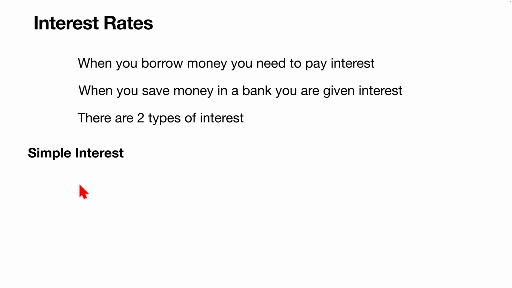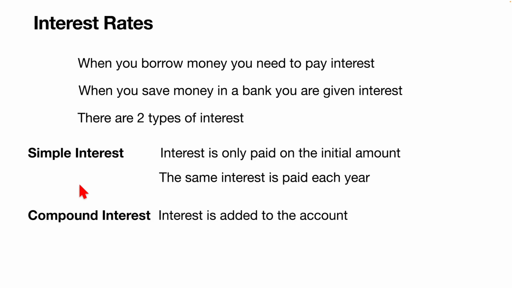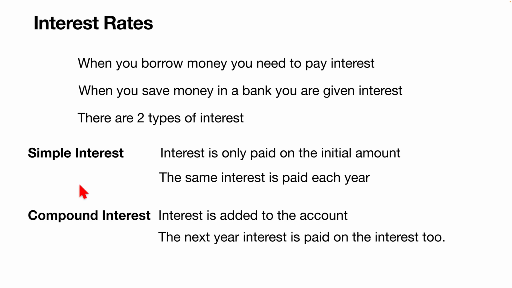One is simple interest. Here, the interest is only paid on the initial amount, either lent or deposited. The same interest is paid each and every year. Compound interest is more interesting. Interest is added to the account, and next year interest is paid on the interest too.